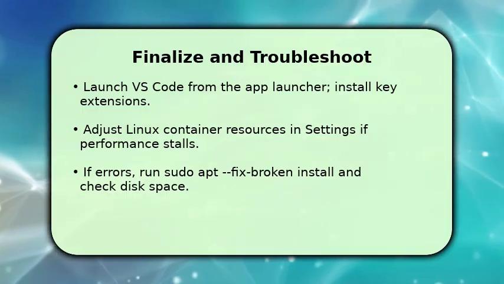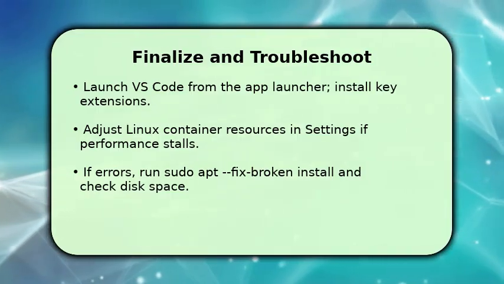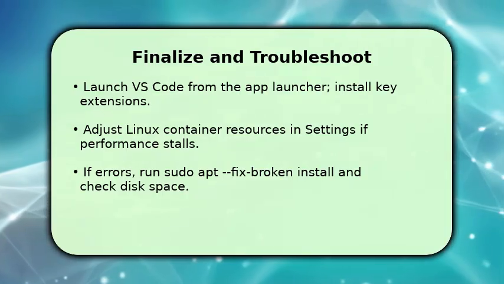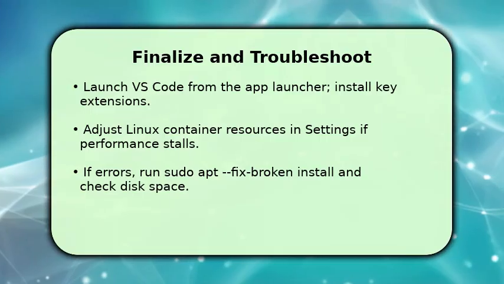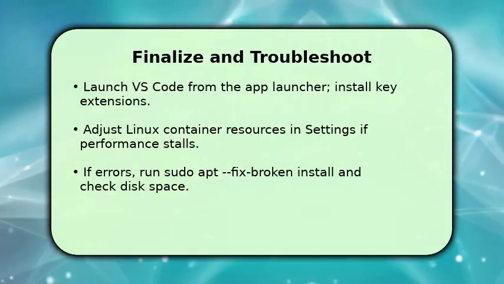For common failures, run sudo apt --fix-broken install in the terminal, then apt update. Also verify you have sufficient free disk space and that the Linux container is running. If the GUI won't open, restart the Linux container and recheck permissions for /home and the downloads folder.